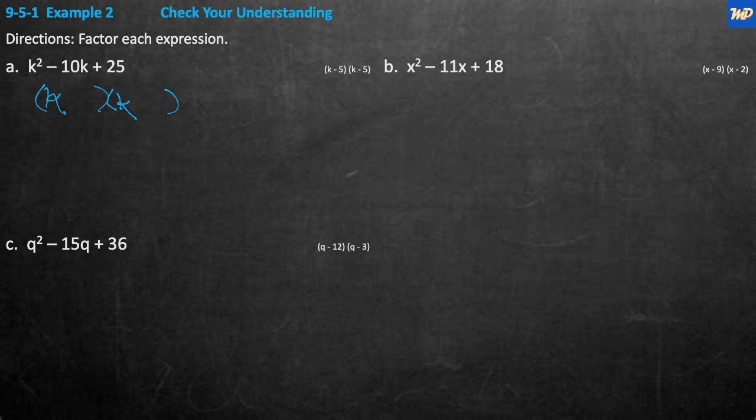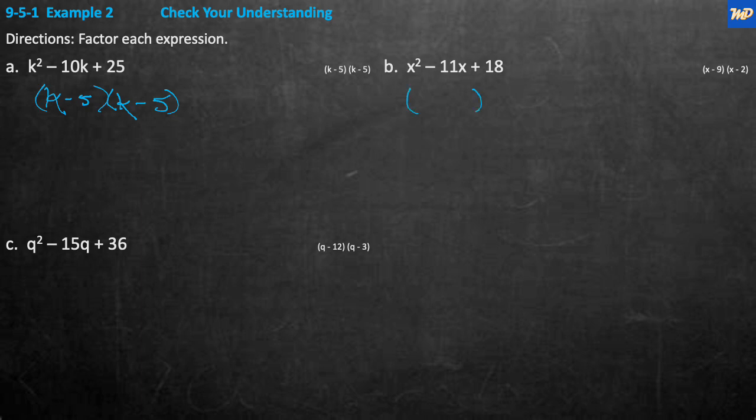If we had a negative and a positive, we'd have a negative 25. We need a positive 25. So the only two negative terms that'll give us negative 10 are negative 5 and negative 5. Because that'll give you a positive 25, and a negative 5 plus a negative 5 is a negative 10. Okay? How about the next one?